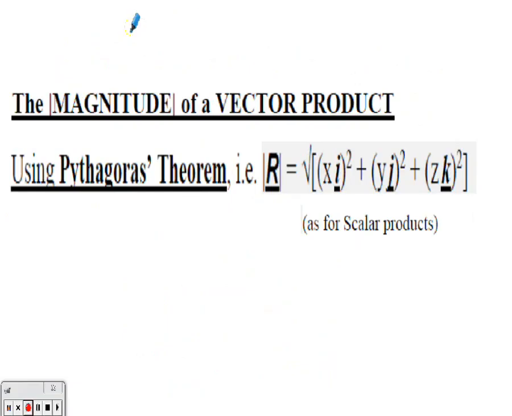Some of the questions we're going to look at later in the presentation will ask us to find the magnitude of a vector product, and we do that by applying Pythagoras' theorem in three directions. If the vector is r, then the magnitude of r would be the x value in the I direction squared plus the y value in the j direction squared plus the z value in the k direction squared, and we square root the whole expression there. It's the same process we used for scalar products in a previous presentation.